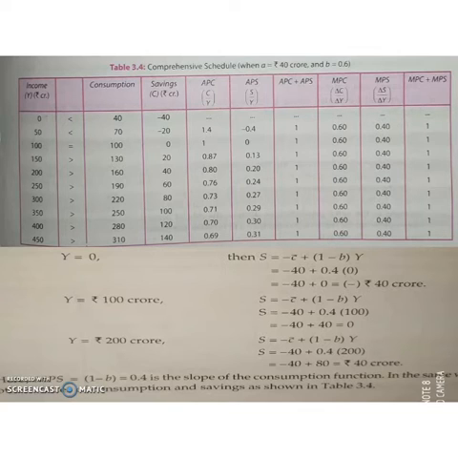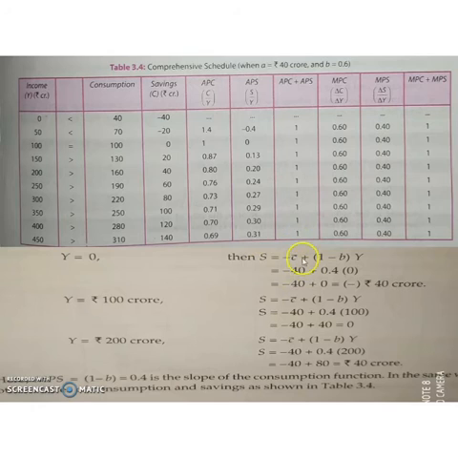Suppose in an economy, the value of autonomous consumption, that means C dash, is equal to rupees 40 crore, and the marginal propensity to consume is equal to 0.6. Then the saving at different hypothetical levels of income: if income is 0, how can we derive the saving function?